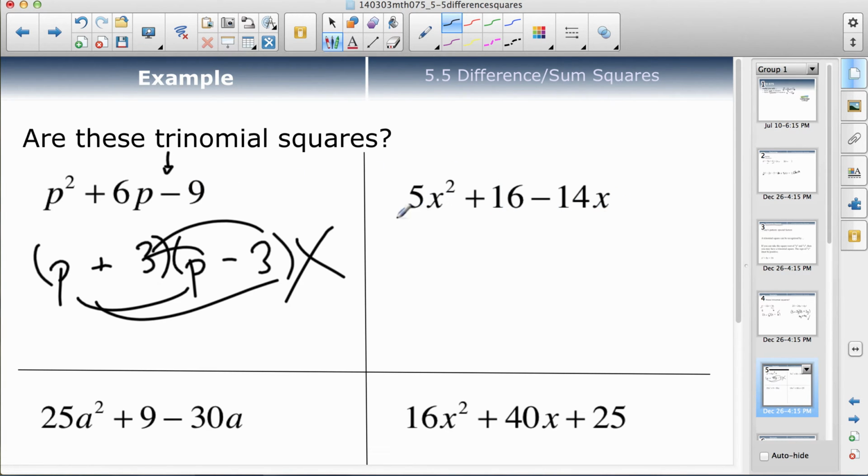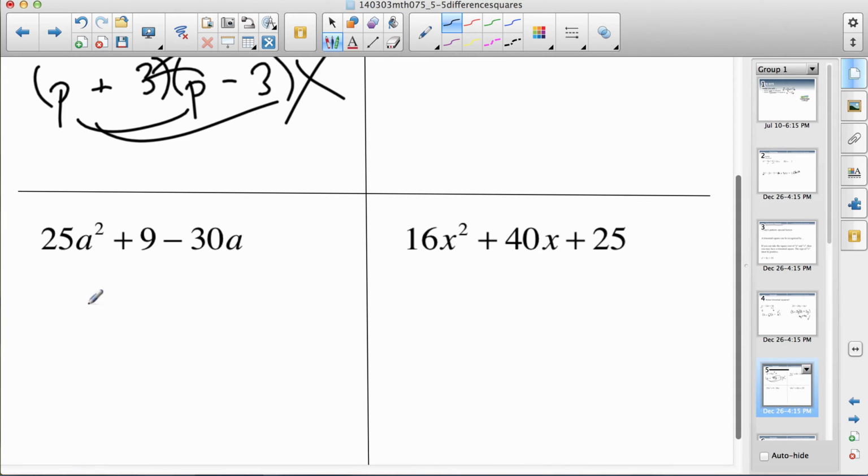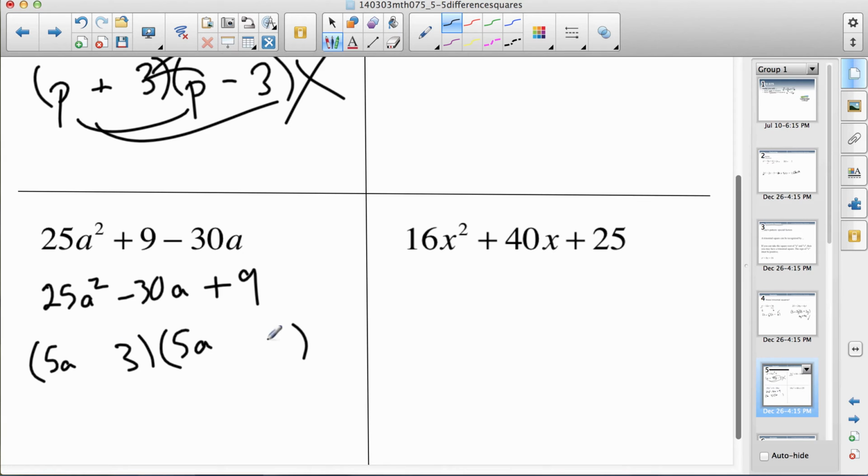Okay, I take a look at this one. I see a 5y squared. You can't take the square root of 5. Not going to be a trinomial square. It doesn't mean that you can't factor it. You might be able to factor that, but it's not a trinomial square. Let's look at this one here. It's in the wrong order. 25a squared minus 30a plus 9. Can I take the square root of 25? Yeah. So this would be a 5a and a 5a. Square root of 9 is 3, so a 3 and a 3. Both same signs, both negative. Now let's just check. 25a squared minus 15a minus another 15a. That gives me minus 30a. Positive 9, that one works.